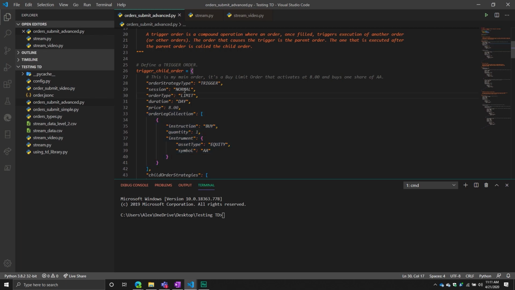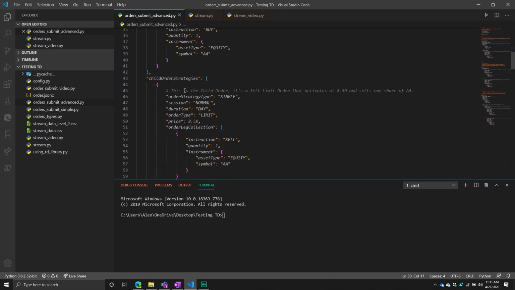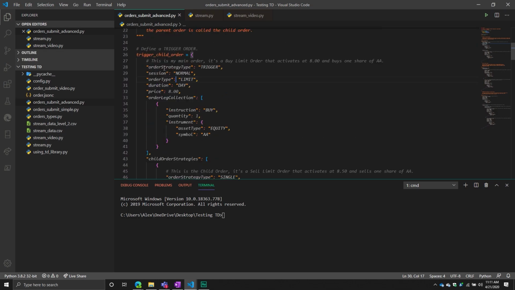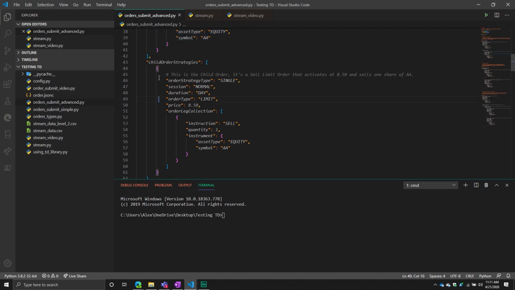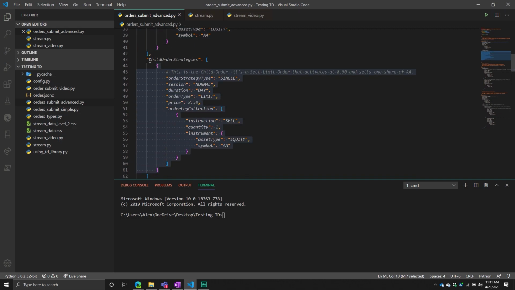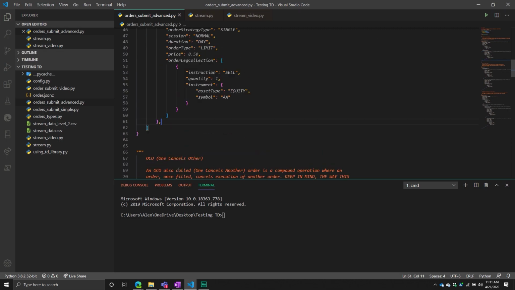So that's our parent order. The parent order defines the advanced functionality. We then have our child order strategies. So this is the one that will be triggered after this one executes. So once this one executes, all of this one will execute. Now, additionally, note something. You notice how child order strategy is a list? If you wanted to, you could have multiple orders execute. So in this situation, you could actually have multiple orders execute at once. You would just separate each one of your orders by a comma, right?